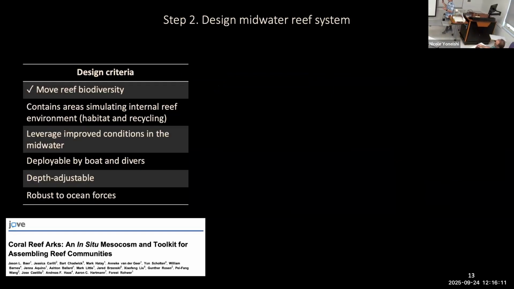Next was we had to design this midwater reef system. These are the criteria we used over here. Nobody's ever done this, so we didn't really know what we were doing at first, but we wanted it to have this internal reef environment that would fill the role of the inside of a reef. We needed it to be able to move up and down in the water so that it could leverage these improved conditions in the midwater. And then, of course, it needed to be logistically feasible, deployable by boat and divers, and robust to ocean forces, which they were not always, but they tried to be.